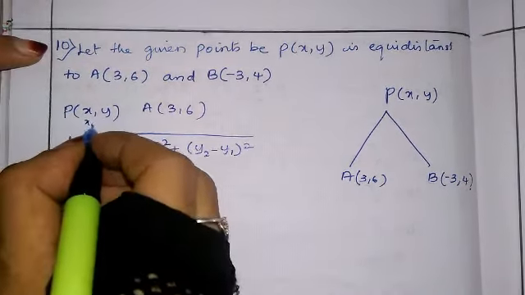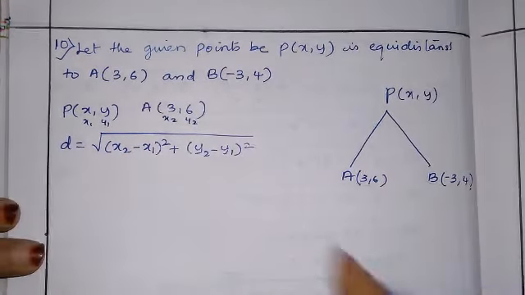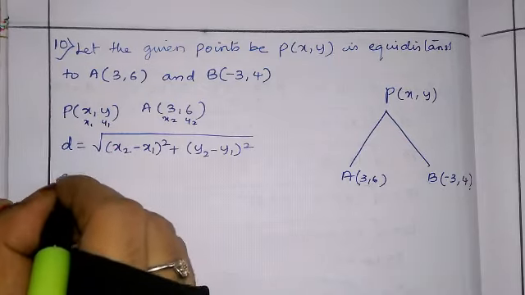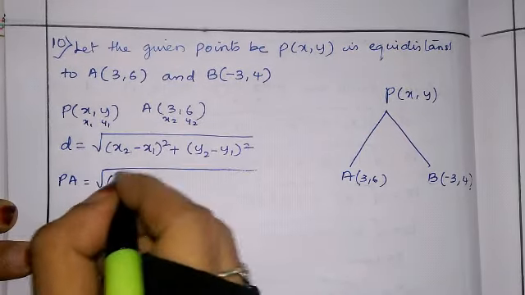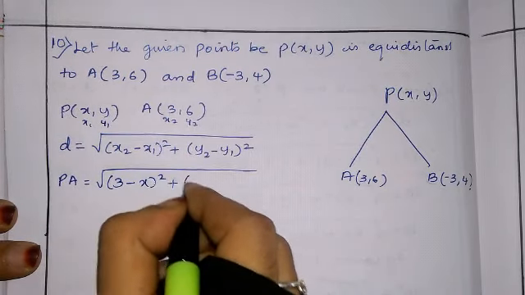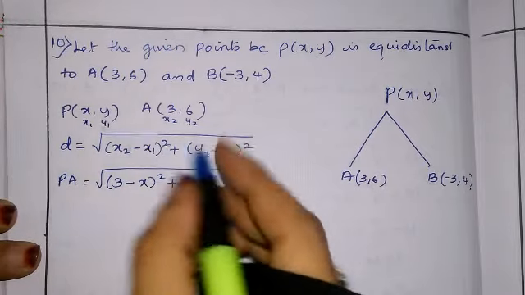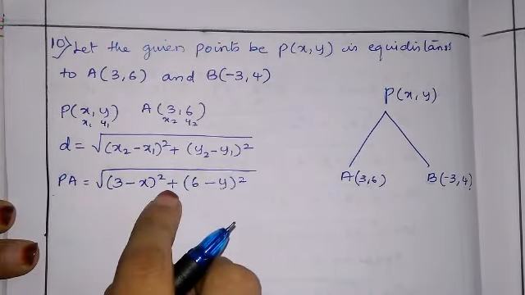So x1, y1, x2, y2, we will consider this. D is nothing but PA, root of x2 is 3, minus sign as it is, x1 is x whole square plus y2 6 minus y1 is y whole square. See, we cannot solve this. Let us keep PA as it is.